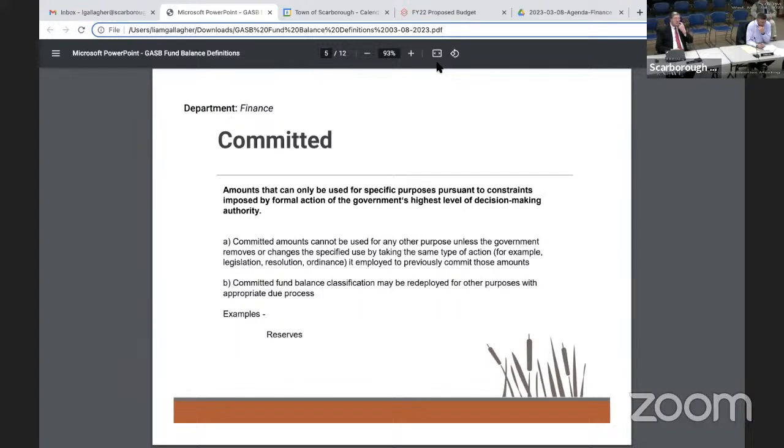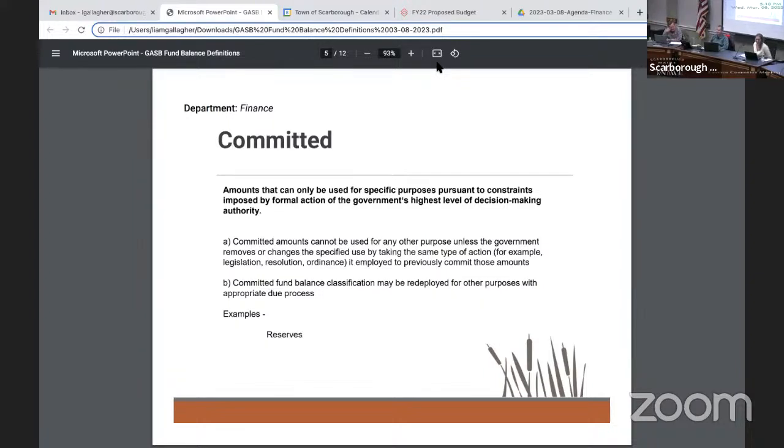In the committed fund balance category, those are amounts that can only be used for specific purposes under constraints imposed by formal action of the government's highest level of decision-making authority, i.e. the town council. That's an onerous sounding title there. It is. It's very elegant, isn't it? It's for elected officials. Looks good on a business card.